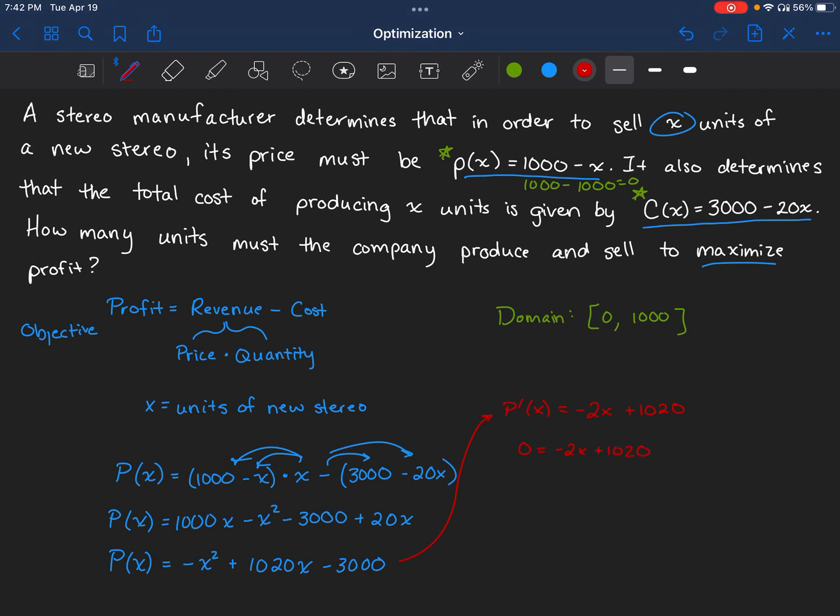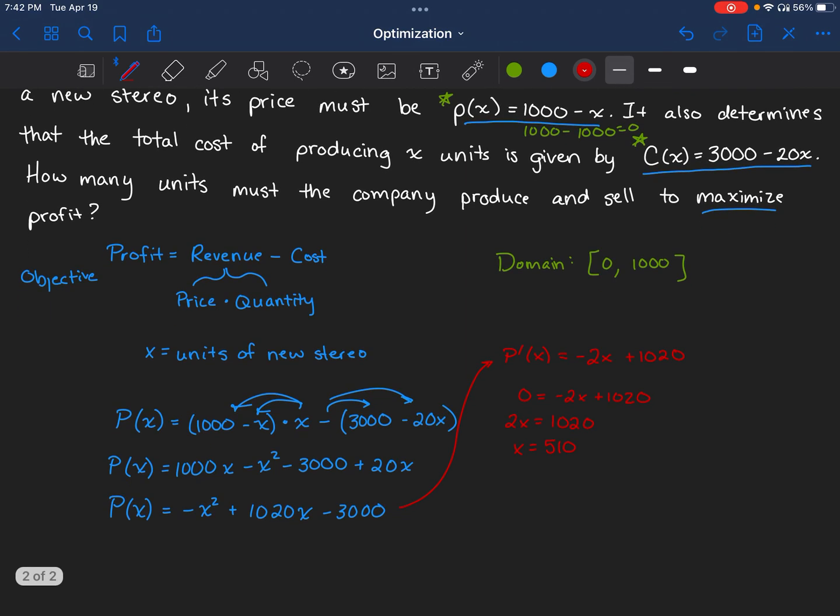So when I do this, we're going to take the negative 2x and move it over, so it's going to be positive 2x equals 1020, divide by 2, which should give me about 510 units. From here, there's a couple of things that I think are important. For example, I should either do the first derivative test or the second derivative test.